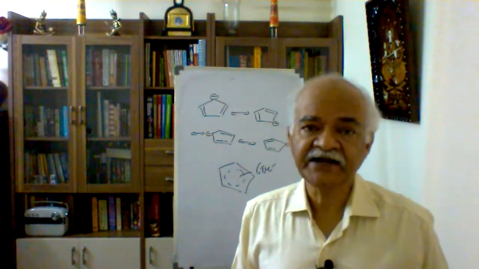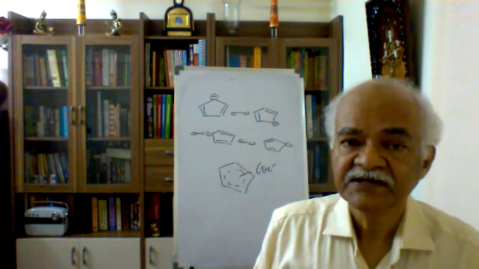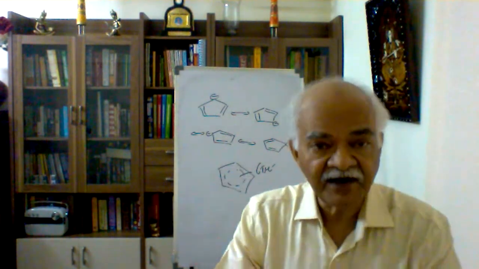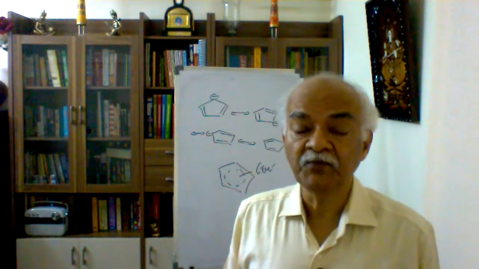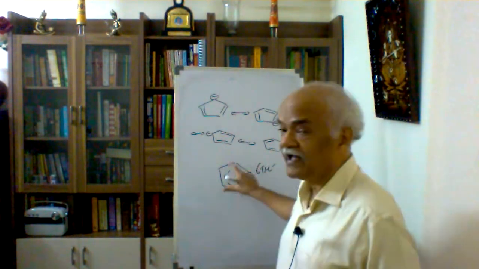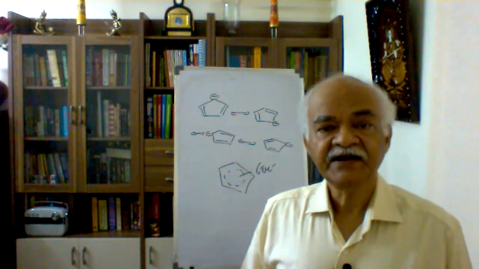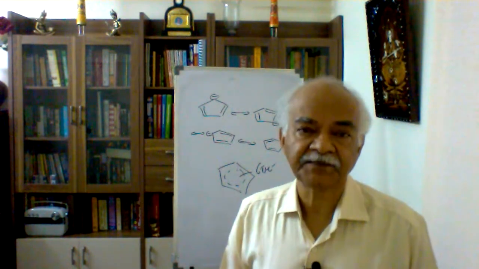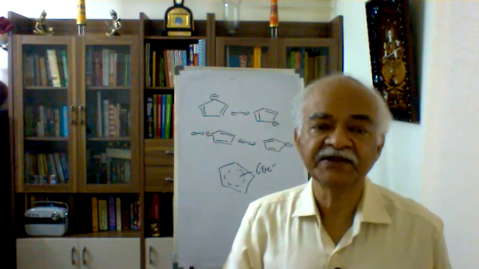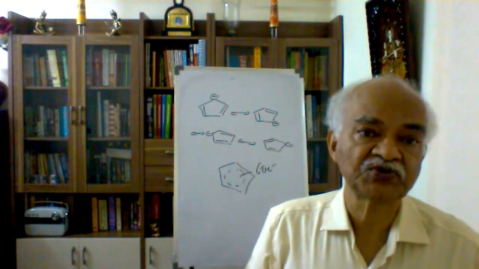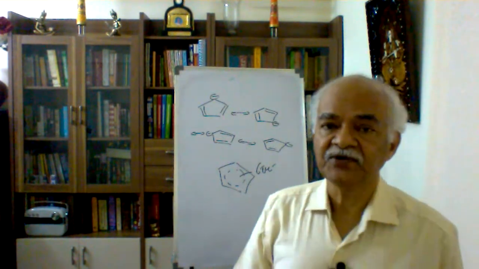And what is the sanctity of the 6 pi electrons here? These electrons will completely fill the BMOs, the bonding molecular orbitals of this anion. Whenever they are completely filled, what does it mean? It is a stable arrangement. This is what we observed the other day with reference to benzene also. So this molecule is stable.